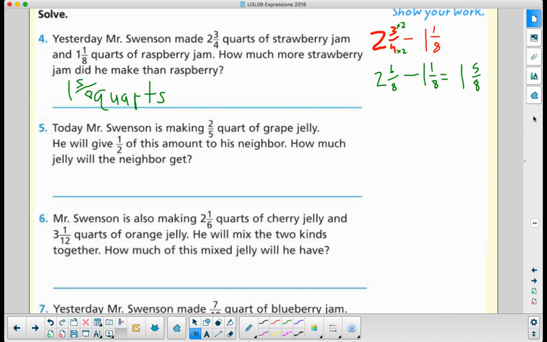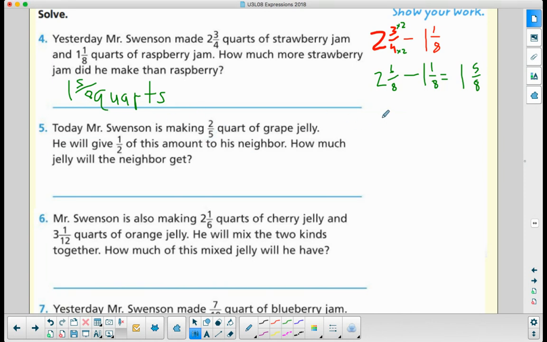Today, number 5. Today, Mr. Swenson is making 2/5 quarts of grape jelly. He will give half of this amount to his neighbor. How much jelly will the neighbor get? All right. I'm going to draw a diagram because this one's got me a little confused.